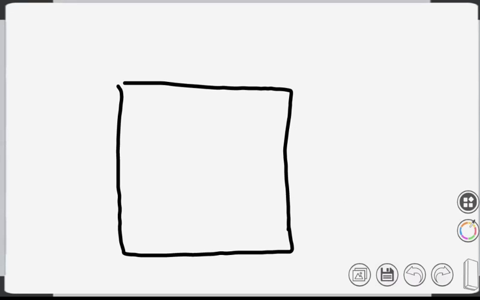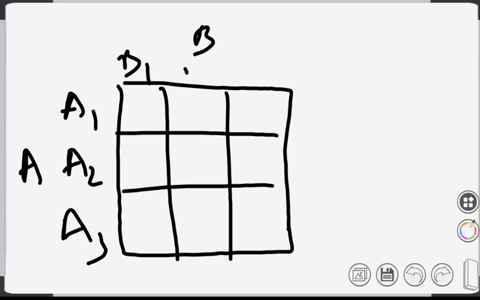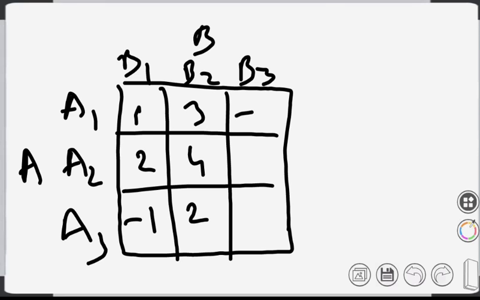Then I'll come back. So let's take this example that A has three strategies, A1, A2, and A3, and B also has three strategies, B1, B2, and B3. Please tell me the values that I have written in the previous one. Sir, 1, 2, column wise. Yes, sir. 1, 2, minus 1. Then 3, 4, 2. Then minus 2, 0, minus 1.